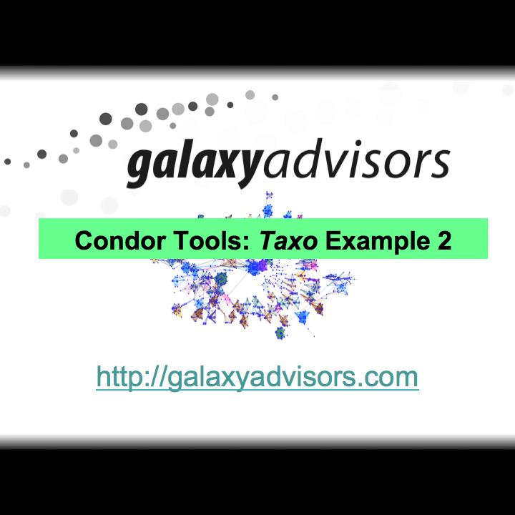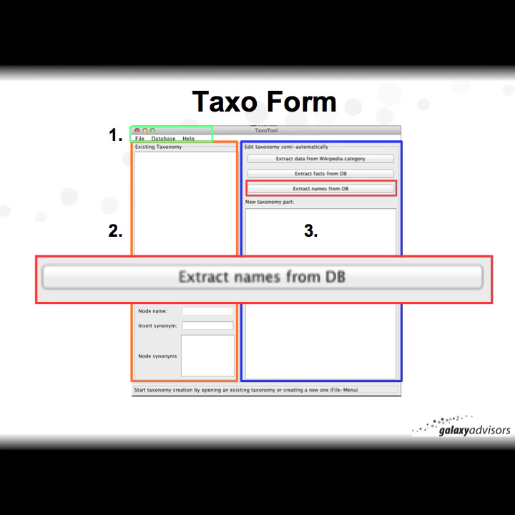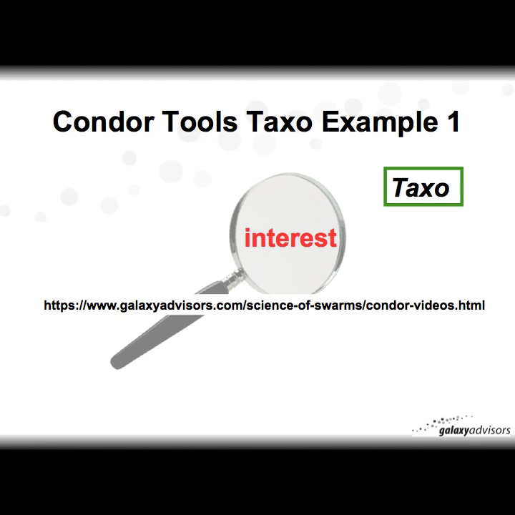The purpose of this video is to give you a second example of using the Condor Taxo tool. As you recall, the Taxo Form looks like this, and specifically this video is going to deal with the third option to extract names from a database. If you haven't watched the Condor Tours Taxo Example 1, I suggest that you do it because we're going to pick up really where it left off, and you can access it at this URL below.